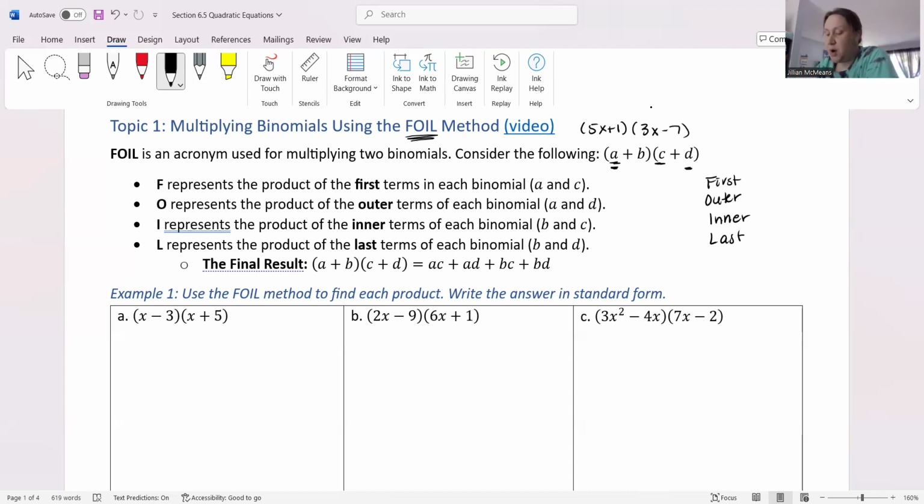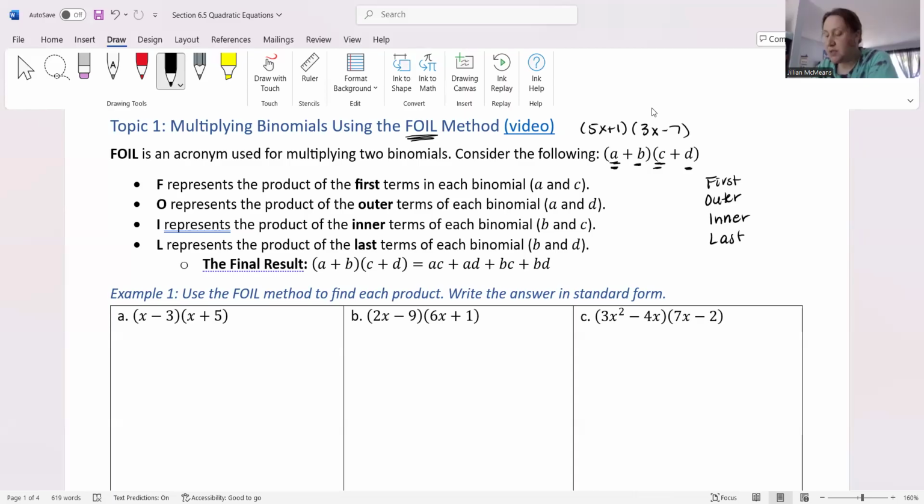I represents the product of the inner terms of each binomial. So again, we have two binomials sitting side by side. We're looking at the two terms nested in the middle. So for us, that would be B and C. So the third thing we multiply would be B and C.